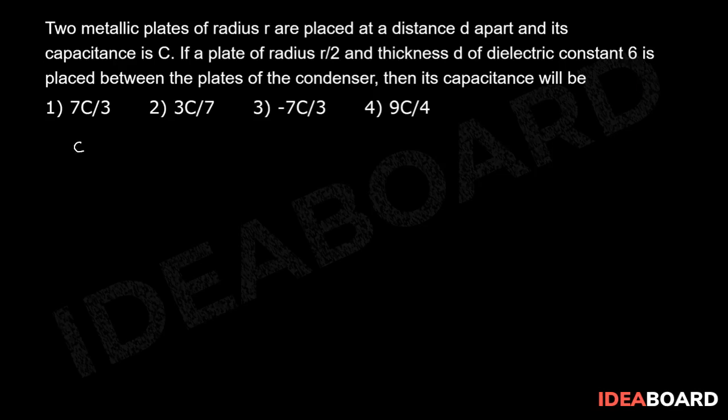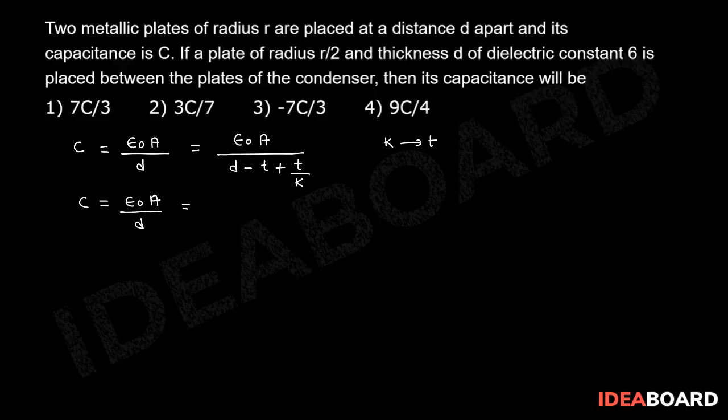So initially, the capacity of the parallel plate capacitor C is equal to epsilon naught A by d. Whenever a dielectric of dielectric constant K and thickness t is introduced between the plates of the parallel plate capacitor, then the denominator is d minus t plus t by K. So C is equal to epsilon naught A by d, that is equal to epsilon naught into pi r square by d.